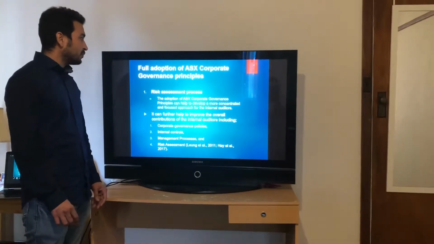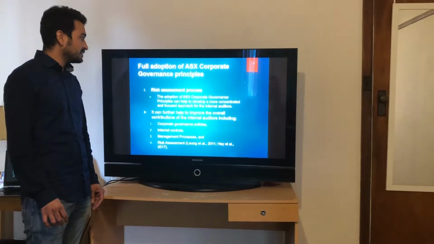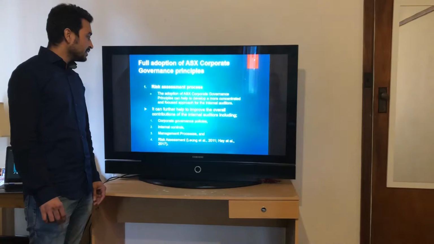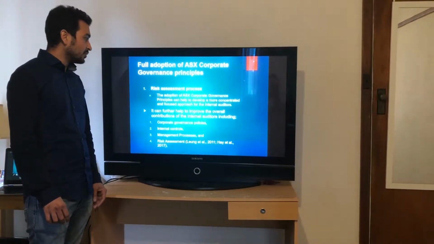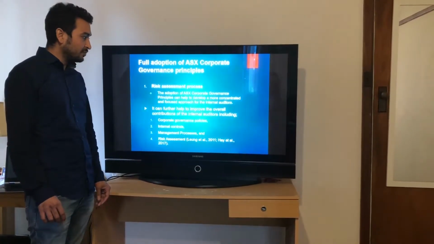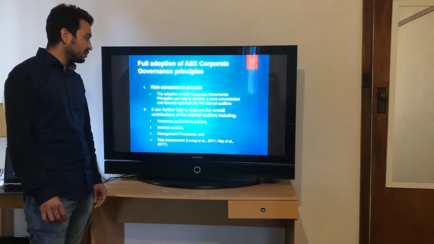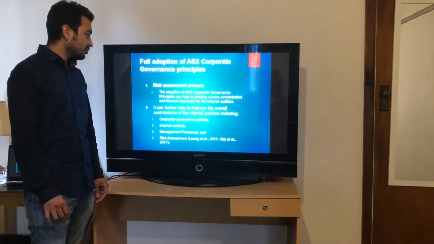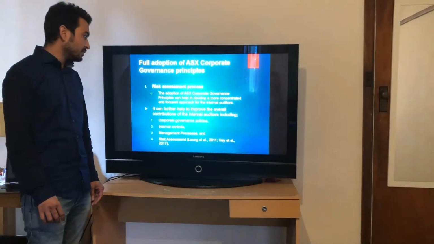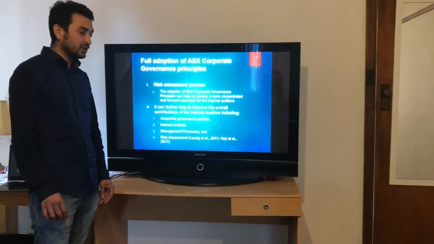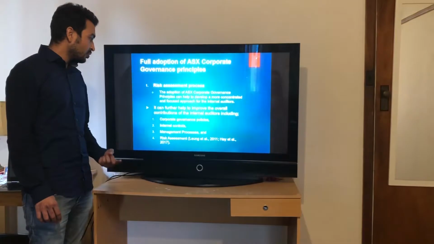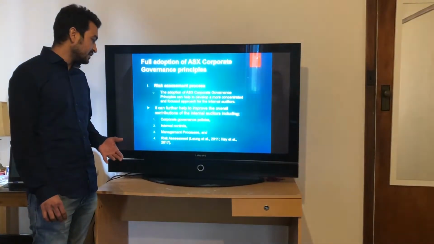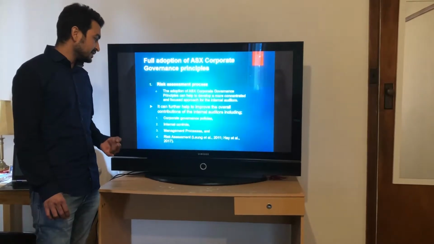The next slide is full adoption of ASX corporate governance principles. The first point is the risk assessment process. The adoption of ASX corporate governance principles can help to develop a more concentrated and focused approach for the internal auditors. It can further help to improve the overall contribution of internal auditors, including corporate governance policy, internal control, management process, and the last one is risk assessment.